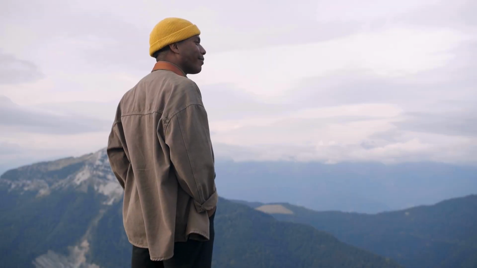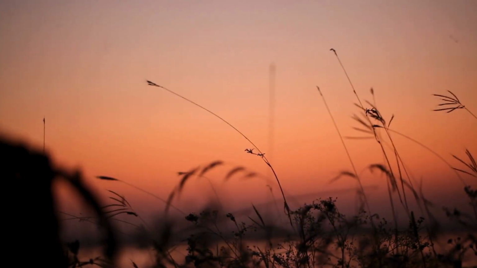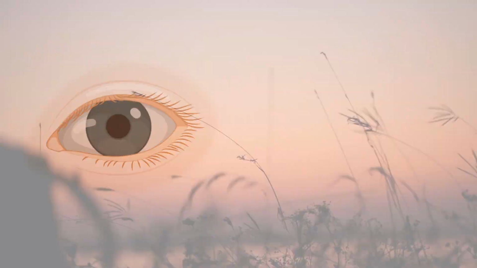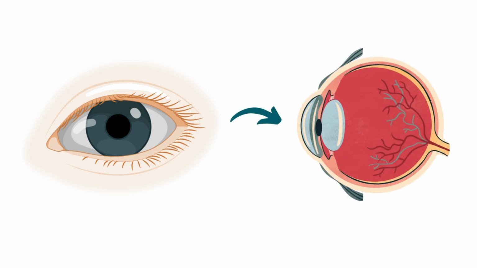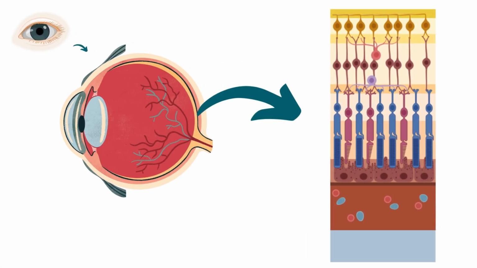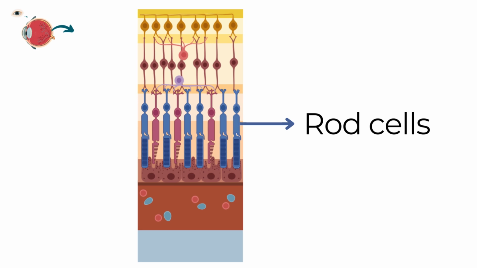Have you ever wondered how we are able to see the beauty of the land around us, the landscapes and the people? A simple answer would be our eyes. But how do our eyes see? Behind the lens of our eyes, there is a thin sheet of different types of cells. This is the retina.